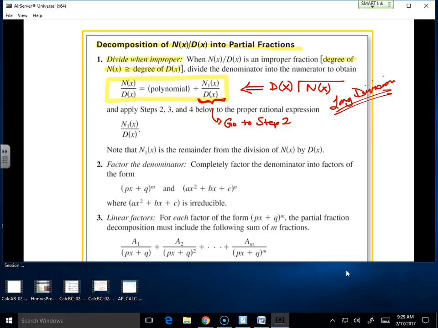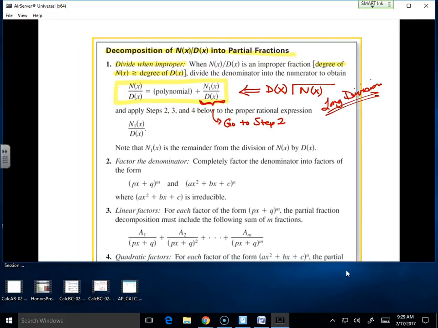Now, if number 1 isn't necessary, sweet. We say, is it improper? No. Okay, step 2. So no matter what, we're eventually getting to step 2. Sometimes we go there pretty much right away. Sometimes we have to go there after long division. Step 2 says, factor the denominator. That's it. Step 2, factor the denominator as much as possible. Don't go to imaginary numbers. Factor as much as you can while staying with real, rational numbers.